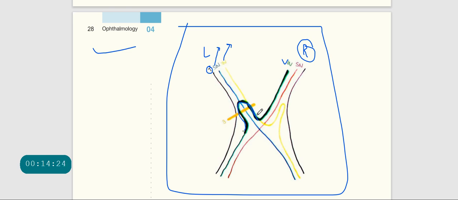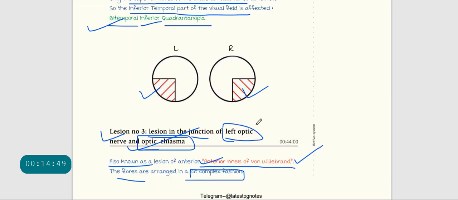So the left infranasal and the right infranasal fibers give up a loop-like structure. Where is the lesion? Which lesion are we going to study? That is over here. This here is going to be the lesion. The lesion is at the junction of the left optic nerve and the optic chiasma, also known as the anterior knee of von Willebrand. This lesion.